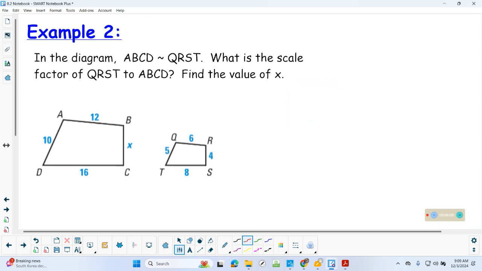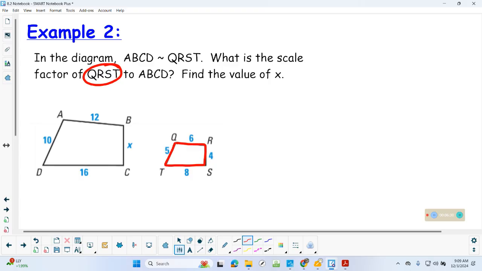So in the diagram, quadrilateral ABCD is similar to QRST. What is the scale factor? Read closely. We're starting with this guy. I'm starting with the small guy. So what's the scale factor of that one to ABCD? Now remember, it doesn't matter what side you pick here. Of course, we just gotta pick one.